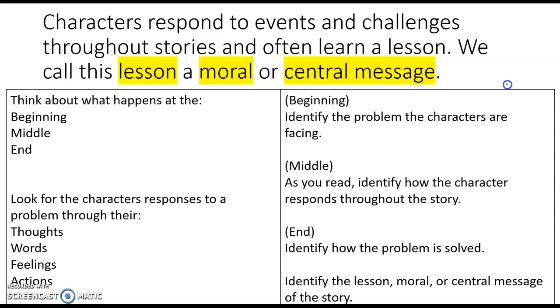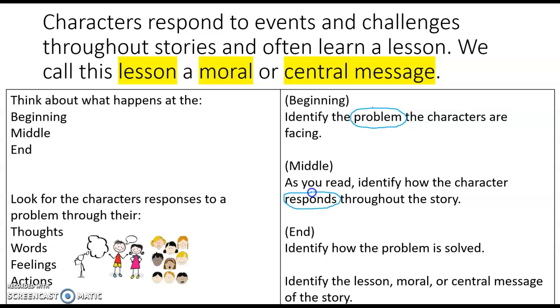So we've talked about how we first identify the beginning of the story. We identify the problem the characters are facing. In the middle, we look for how the character or characters are responding. And remember, they respond through their thoughts, words, feelings, and their actions. And then in the end, we look for that solution to the problem. From all of that, we can identify the lesson or the moral or the central message of the story.